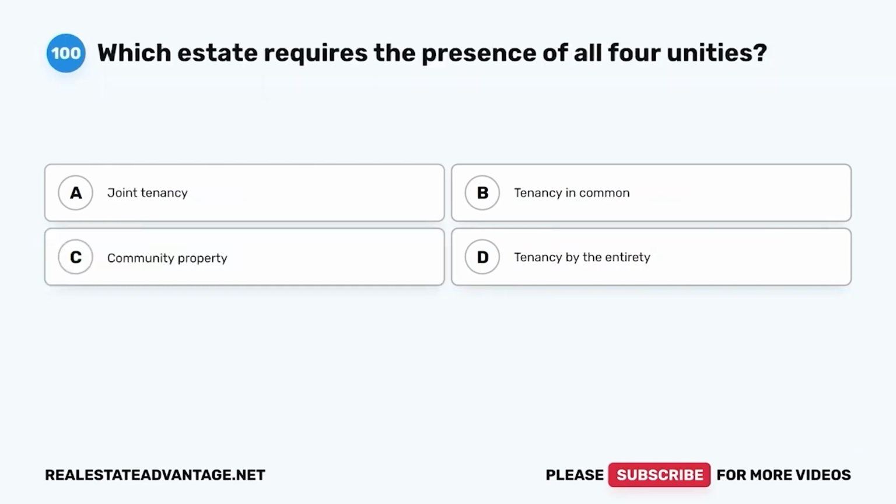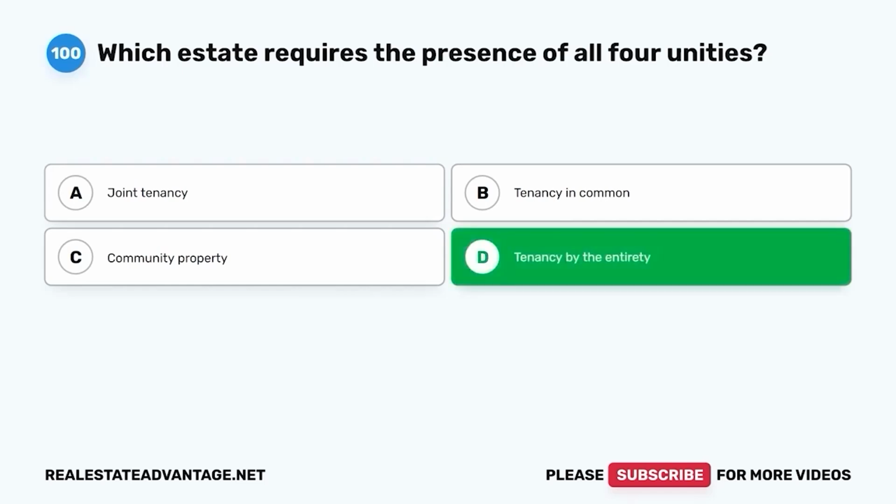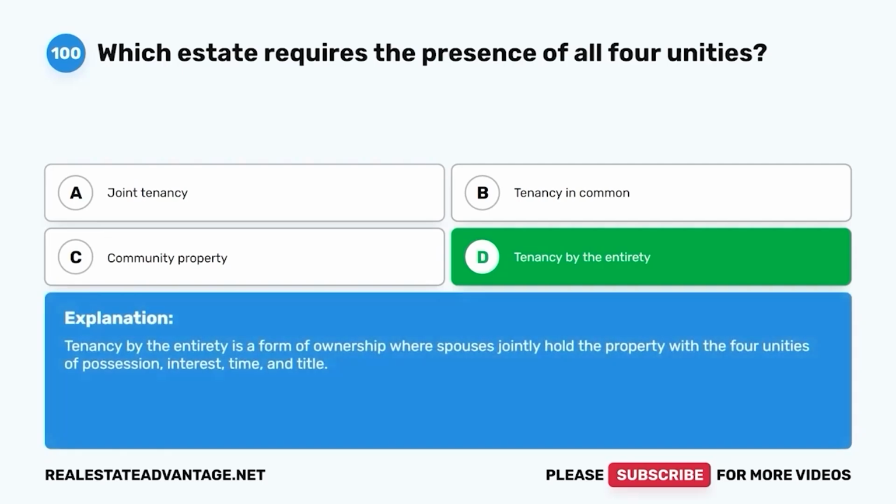Question 100. Which estate requires the presence of all 4 unities? A. Joint tenancy. B. Tenancy in common. C. Community property. D. Tenancy by the entirety. The correct answer is D, tenancy by the entirety. Tenancy by the entirety is a form of ownership where spouses jointly hold the property with the four unities of possession, interest, time, and title.